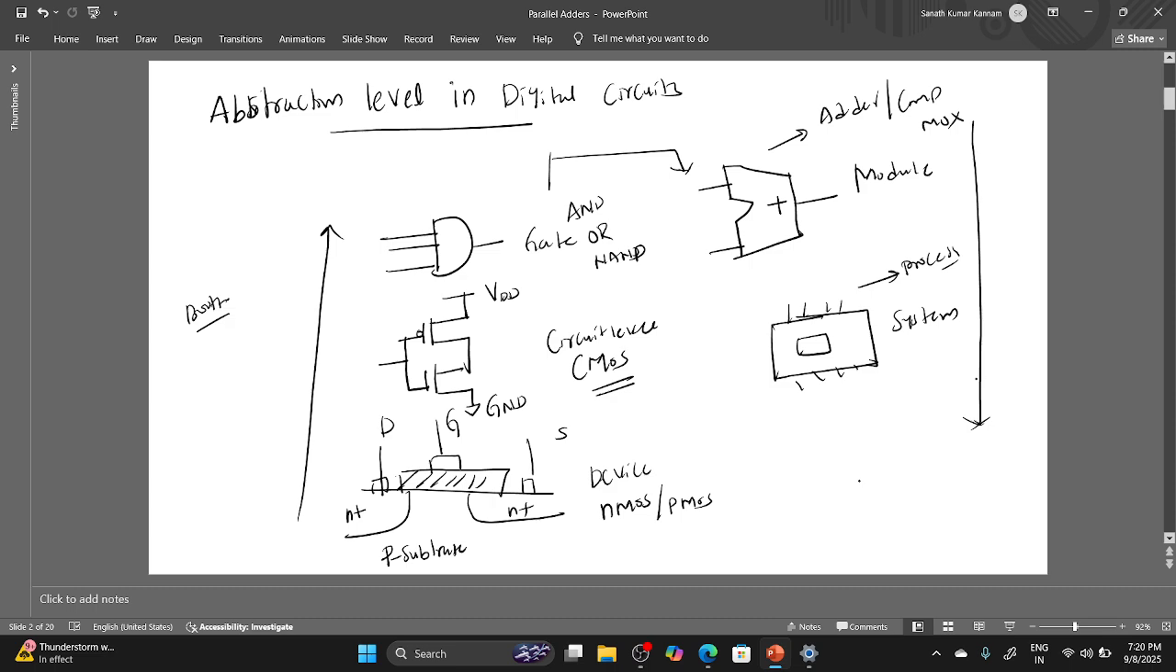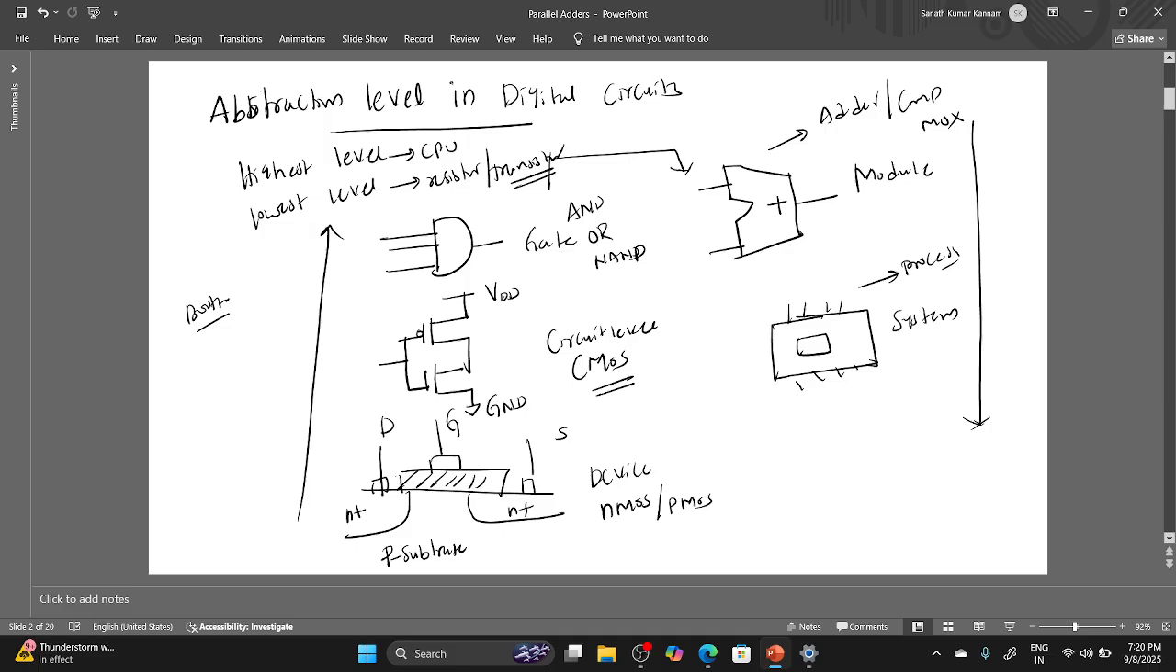Top down approach means you start with the system. The system is made with modules, modules are made with gates, gates are made with circuits, and circuits are made with devices. Basically the highest level is the CPU, and the lowest level is resistors, transistors, capacitors, and inductors. So this is the basic abstraction level.